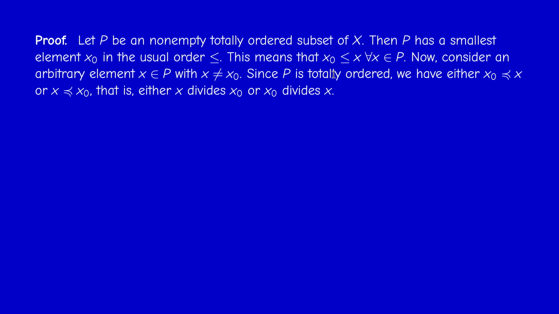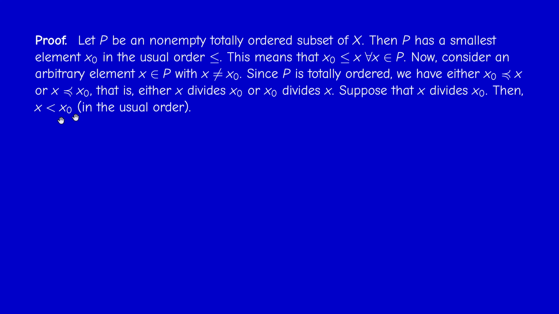Since P with the division relation or inverse division relation is totally ordered, either x divides x0 or x0 divides x. This is the assumption of total ordering. I'm not saying that X is totally ordered; I'm considering a subset of X which is totally ordered. Now we know in the positive integers, a divisor is less than the number it divides. So we have two alternatives here. Suppose first that x divides x0. Then x is strictly less than x0 in the usual order because it's different from x0. It's less or equal, but not equal, so it's strictly less. So we have to make the difference; this is not the same thing at all.